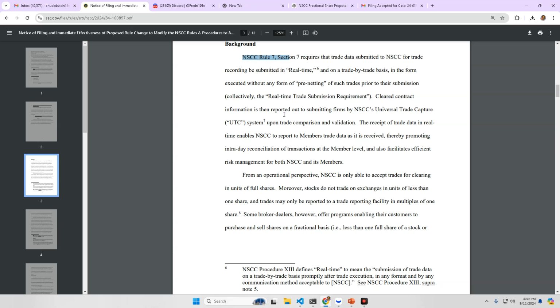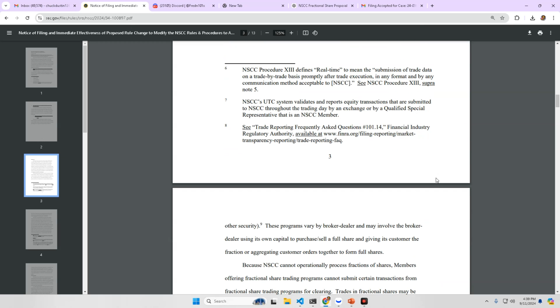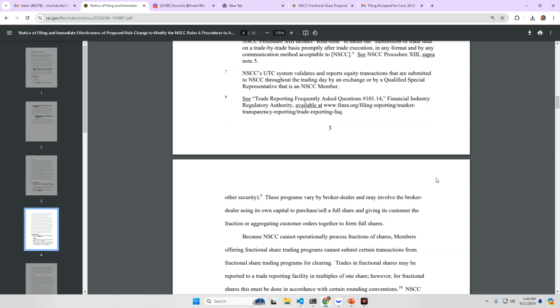It says here that some broker-dealers offer these programs, and by doing so enable their customers to purchase and sell shares on a fractional basis. These programs vary by broker-dealer and may involve the broker-dealer using its own capital to purchase and sell a full share and giving its customer the fraction, or aggregating customer orders together to form full shares. So there's a lot going on behind the scenes with your orders when you're making that initial transaction, with all the market mechanics and market architecture.